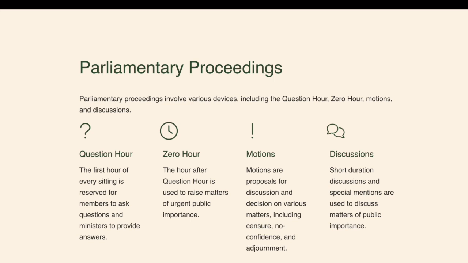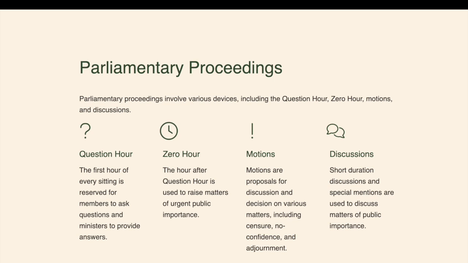Okay, and Article 75 of the Constitution of India states that the Council of Ministers is collectively responsible to the Lok Sabha as long as it enjoys the confidence of a majority of the members of the house. Okay, that you need to remember. This difference is extremely important and you need to understand it.